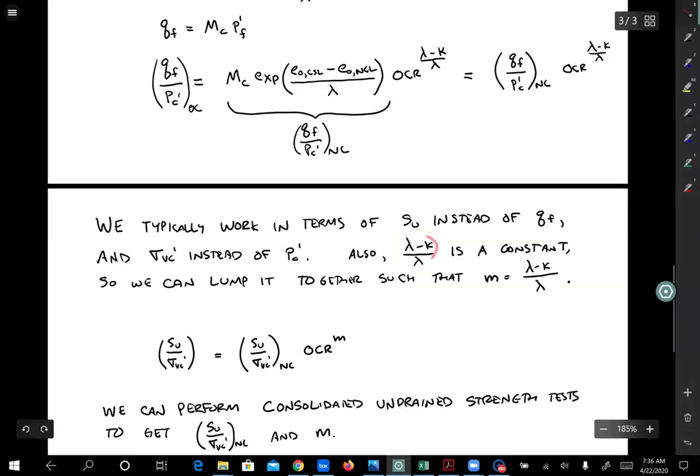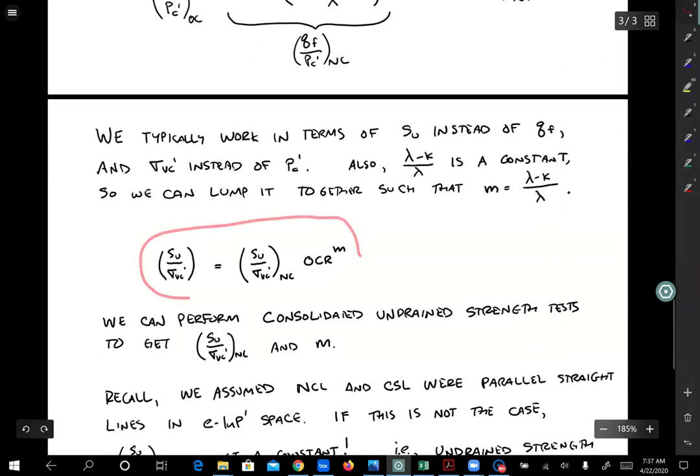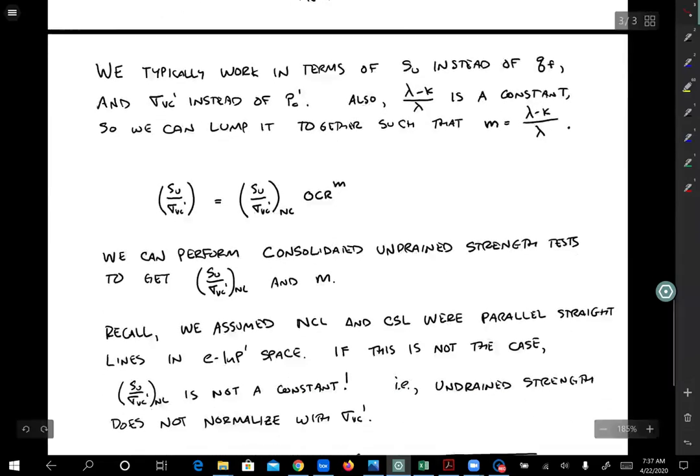Lambda minus kappa over lambda is a constant, so we can lump it together, and we'll call it M. And so we end up with a form of the equation that's really simple, right? SU over sigma VC prime, which is just the ratio of the undrained strength to the vertical consolidation stress for a soil in its current condition, or even in some future consolidation condition for that matter, is equal to this constant, SU over sigma VC prime NC, times overconsolidation ratio raised to the M power. So all we need to do is get these two constants now. And we run consolidated undrained strength tests to get them a lot of the time.